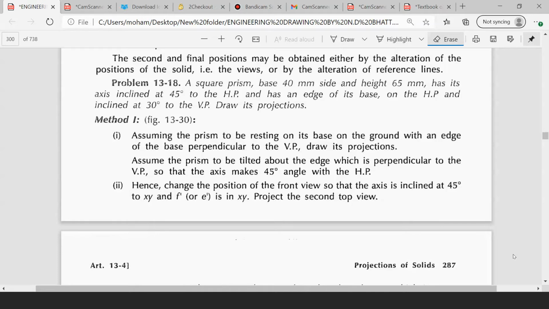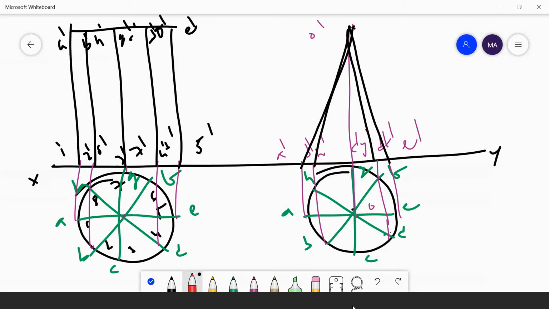Understand? He's saying that the edge is inclined at 30 degrees to VP. Here in the solid, okay, edge inclination, corner inclination will be drawn secondary. Understand? So he has given clearly that its edge is inclined. So you need to draw the base here in the HP and the axis in the VP. Understand? And the first inclination will be inclined at 45 degrees to HP, meaning we'll draw the inclination in VP. So how will you draw this diagram? Just see here.